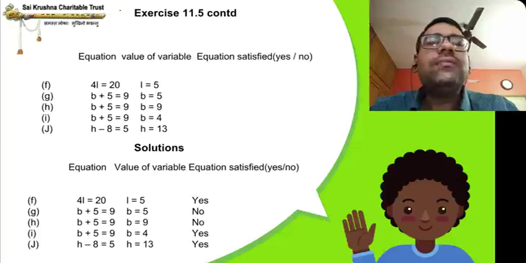No. B plus 5 equal to 9. What is the value of variable B here? 9. So 9 plus 5. 9 plus 5 equal to 14, right? So left hand side value is 14, right hand side value is 9. Is 14 equal to 9? No. Therefore the equation is not satisfied.